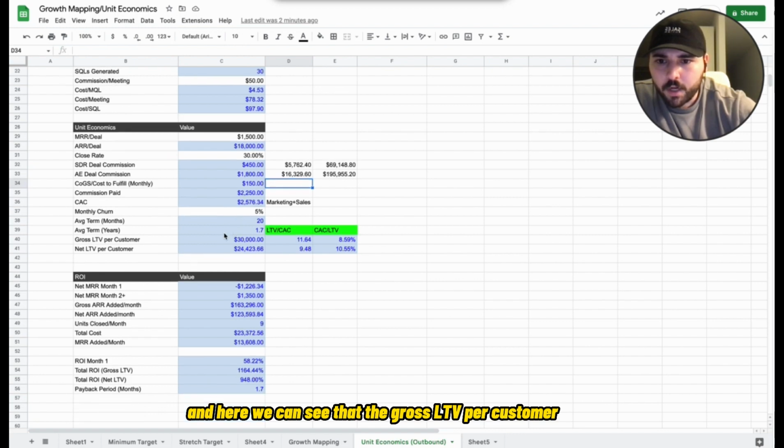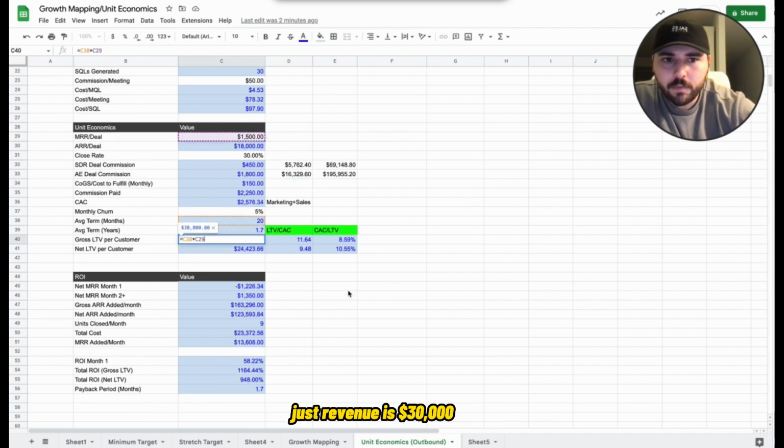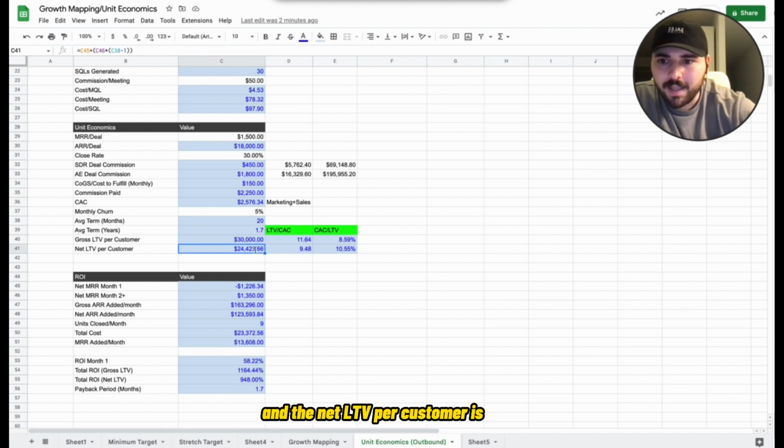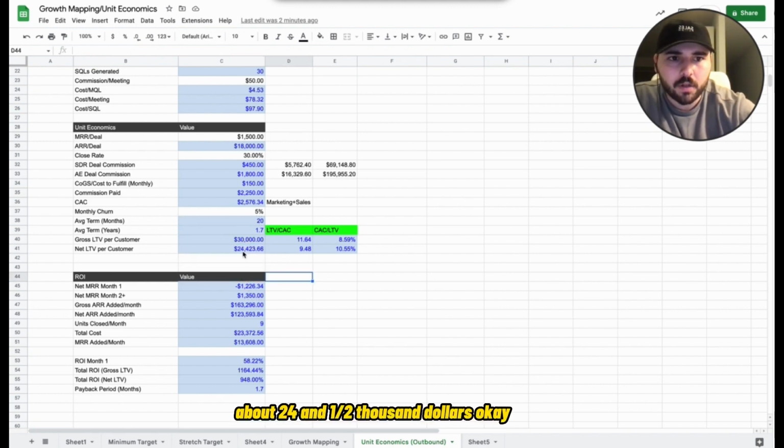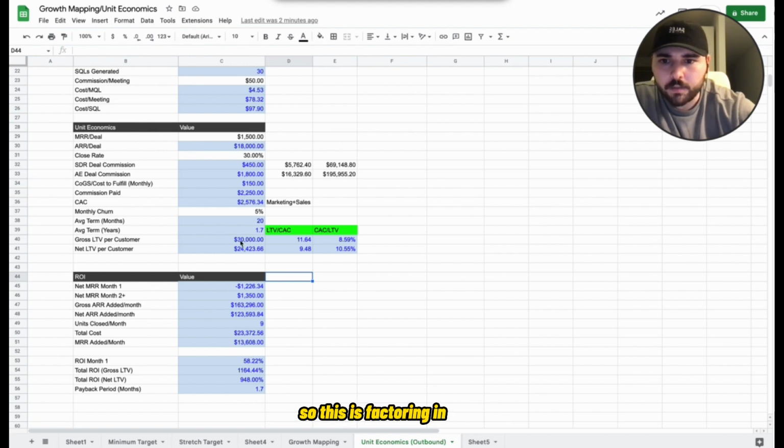And here we can see that the gross LTV per customer, just revenue, is $30,000 if they stick around for 20 months or 1.7 years. And the net LTV per customer is about $24,500. Okay, so this is factoring in your CAC and your COGS.